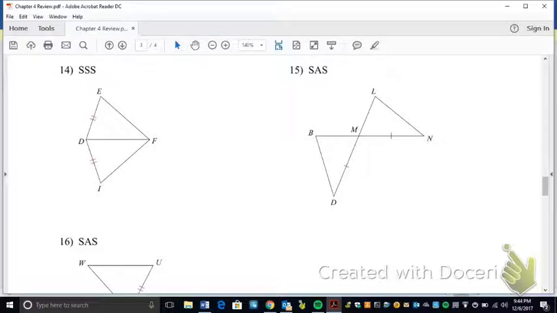Here on 14, we have one side congruent to each other, two sides congruent to each other. So in order to prove side, side, side, we are missing the third side. EF is congruent to IF.